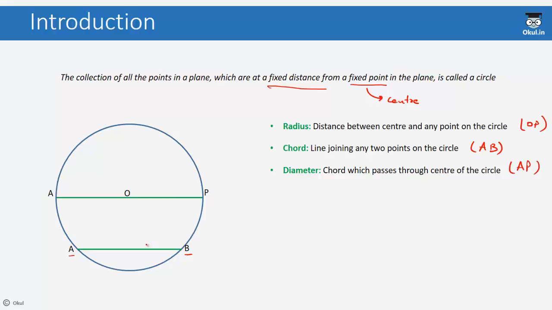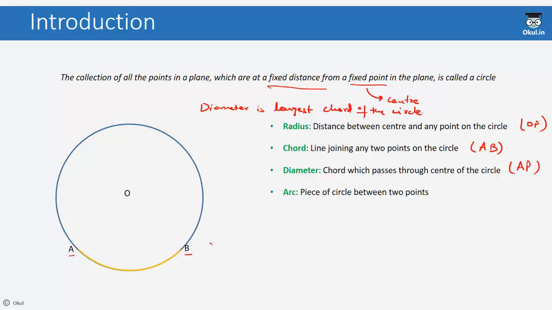Now what do we see is that we have a chord AB, and as we go above we see that the length of the chord increases, and it increases to a maximum length at the diameter, that is AP. And then again when we go further, the length of the chord decreases. So we can conclude that the diameter, that is AP, is basically the longest chord of the circle, as we can see. So we can write that diameter is nothing but the longest chord of the circle.